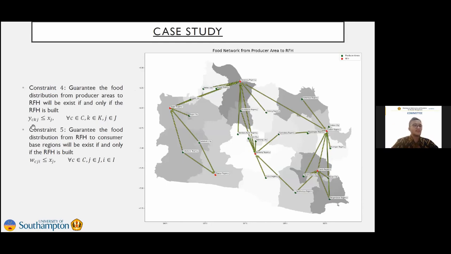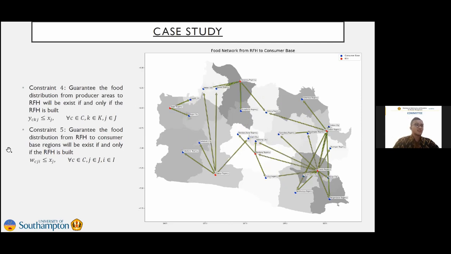And we also have constraint 4 and constraint 5. Constraint 4 guarantees the food distribution. So let's say there is no regional food hub in Karawang. Then there is no food supplied to the Karawang area, then to the consumers. So the point is, if an RFH is built out there, then the food will be supplied to that area. Likewise, if there is an RFH built in an area, then we will be able to supply the food in the newly built RFH in line with the location in which it is built.